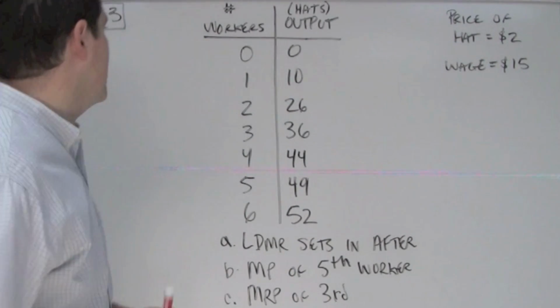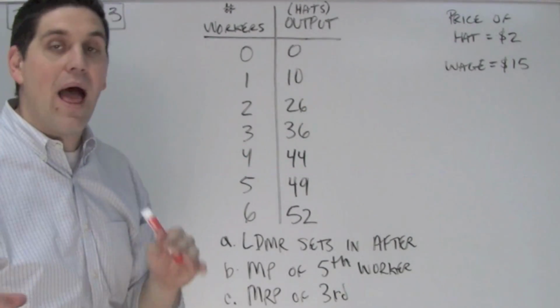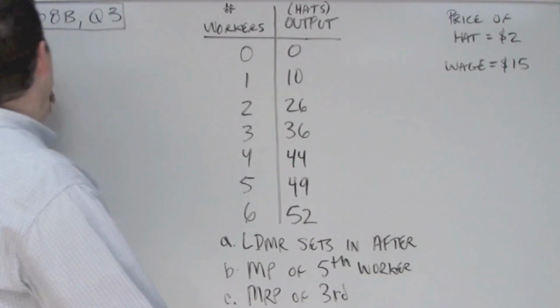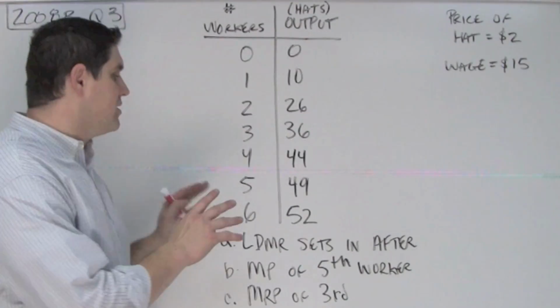Now here's a great question that sets you up with the quantity of workers, number of hats, that have you figure out how many workers to hire in the resource market, also called the factor market. This is from 2008 Form B, question 3. The first question asks you to understand what you're looking at.